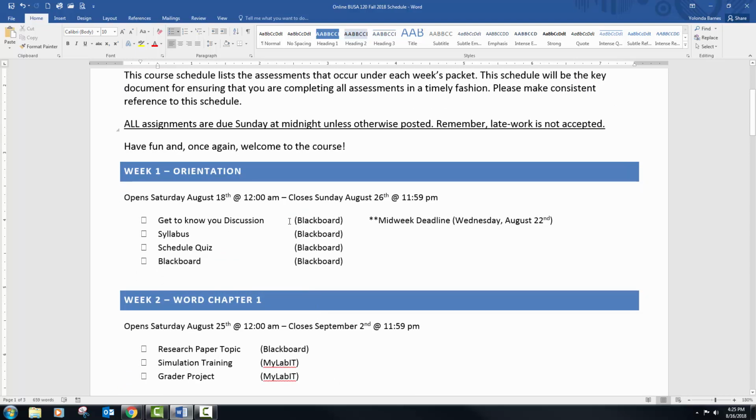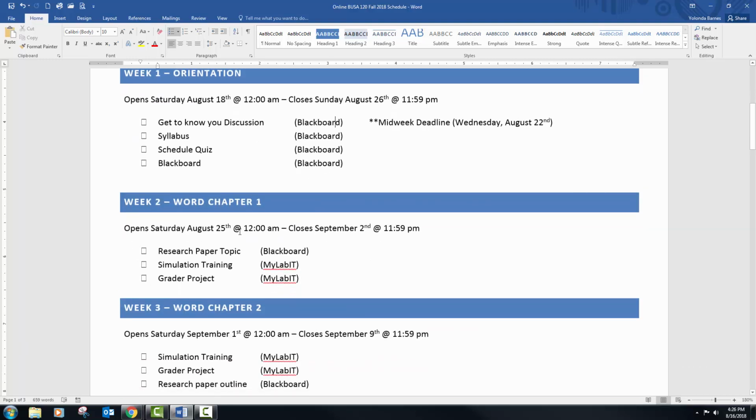So for week 1, we have the orientation. Everything that you're doing this week is located in Blackboard, except for getting registered for MyLab IT. That is done in MyLab IT for Pearson, but everything else this week is done in Blackboard. For week 2, we're starting Word, so your homework will actually be in MyLab IT. We do have projects, and we're starting off with picking your topic in week 2. There is a research folder that's located in Blackboard, and I'll go over that in a different video, but there's instructions in there for this.